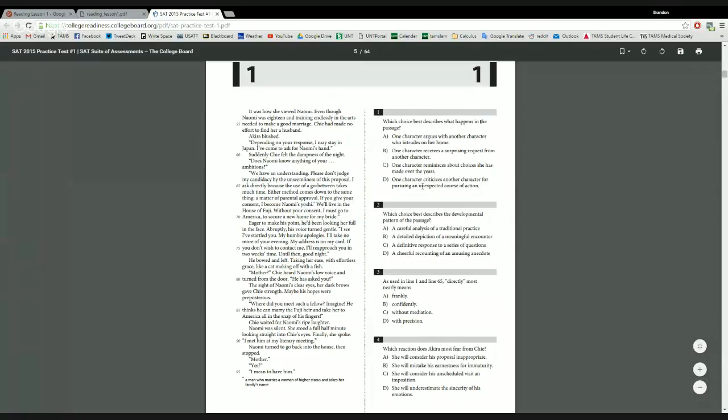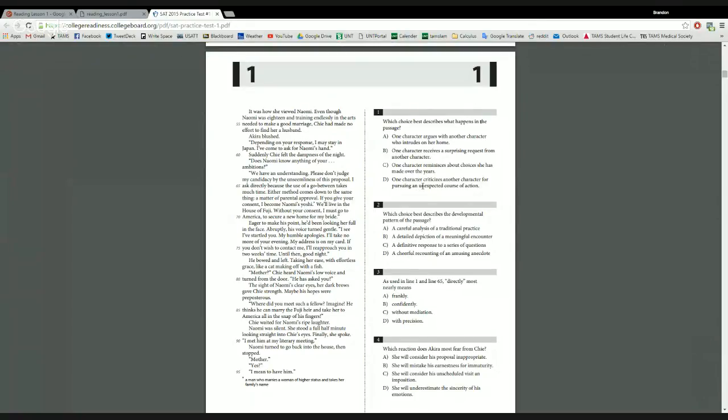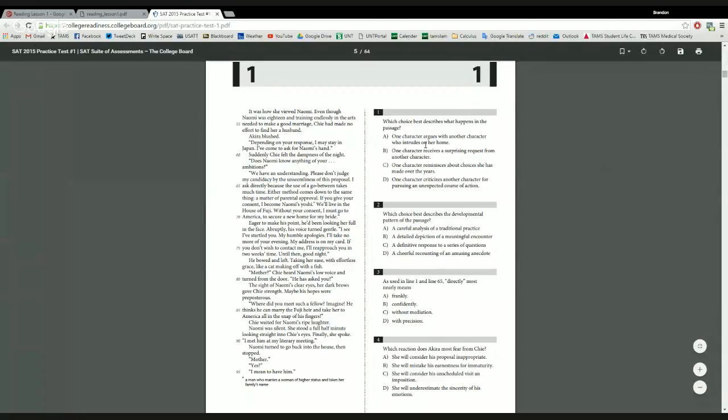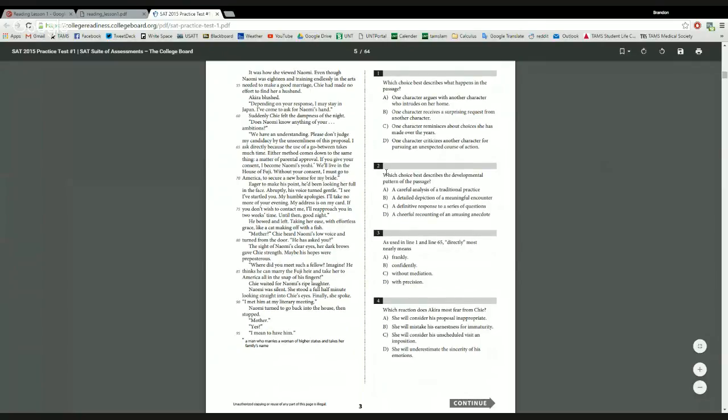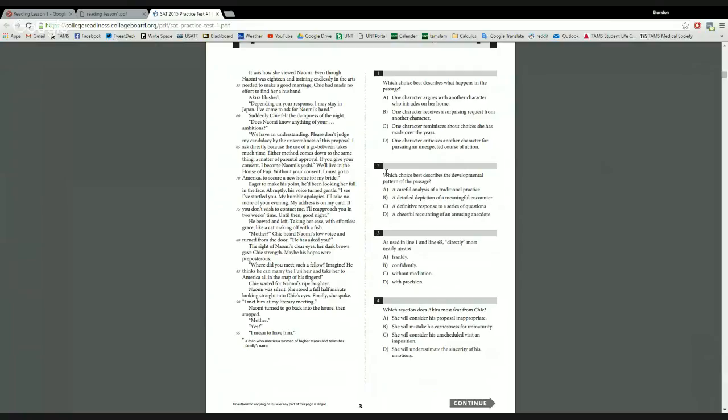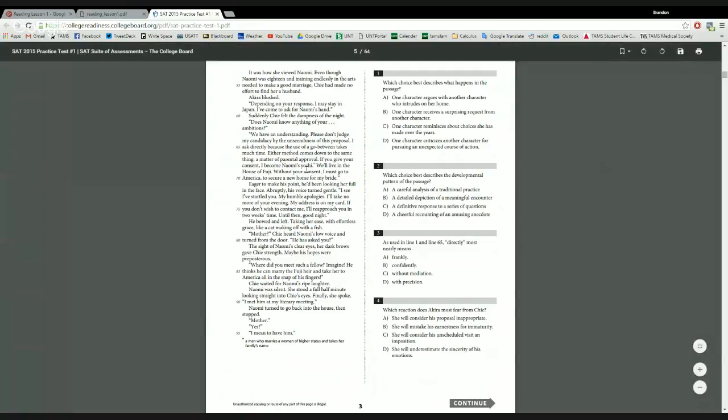D, one character criticizes another character for pursuing an unexpected course of action. Nothing really critical or criticizing here, as he was more polite. So the one that's the least incorrect would be B, which does happen. One character receives a surprising request from another character. Okay, number two. Which choice best describes the developmental pattern of the passage? So after reading the passage as a whole, you should be able to get the general gist of this passage.